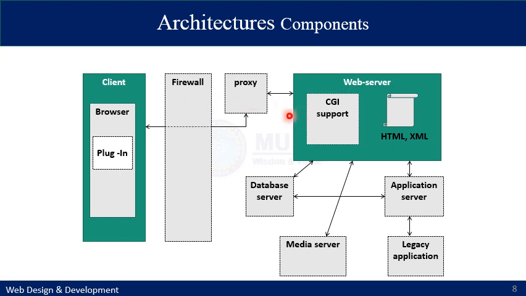Proxy is used to cache the data from the server, and it provides fast access to the client. If the data is not available in the proxy, you can access the data from the web server. A typical web server contains the XML pages and the content and the graphic integration support. Our web server is also linked with other servers such as database server, application server, or some legacy application, and it can also be connected to a media server depending upon the need of each kind of server.